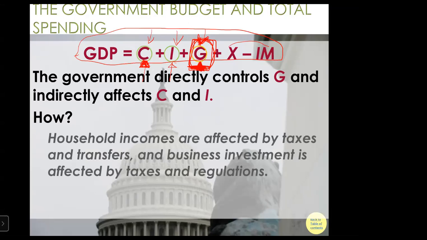So this is summarized here. Households' income is affected by tax and transfer. Business investment is affected by tax and regulation. So the government has the ability to change aggregate spending, and furthermore, to affect the aggregate demand.